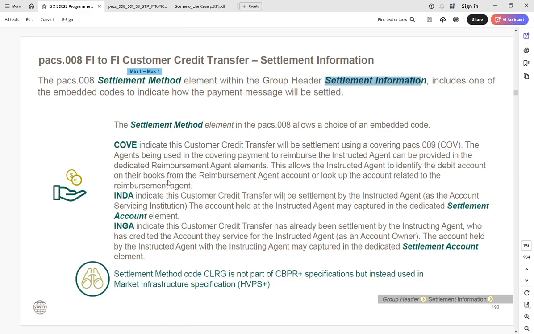By the way, there is no mapping for settlement method. There is no concept of settlement method in your MT message series. So this is totally new, introduced here. So you have to give the path of this one: FI to FI, group header, settlement information, and inside that settlement method. Which settlement method you use depends totally on the scenario. One by one we'll see how it looks.